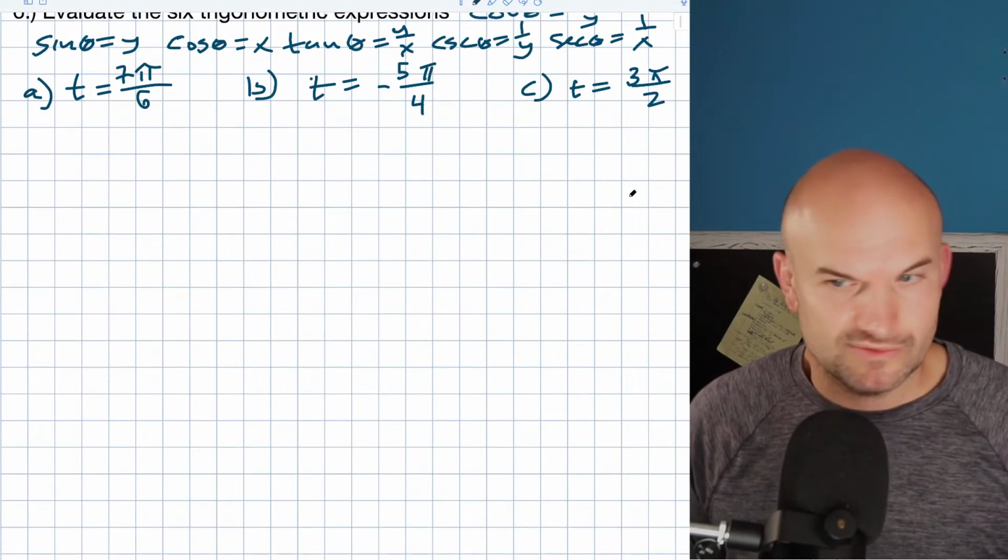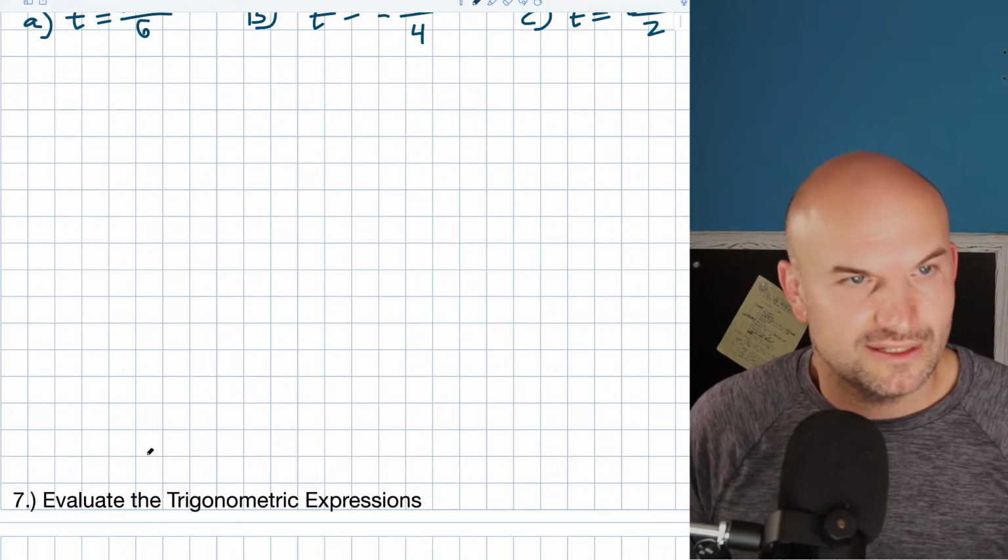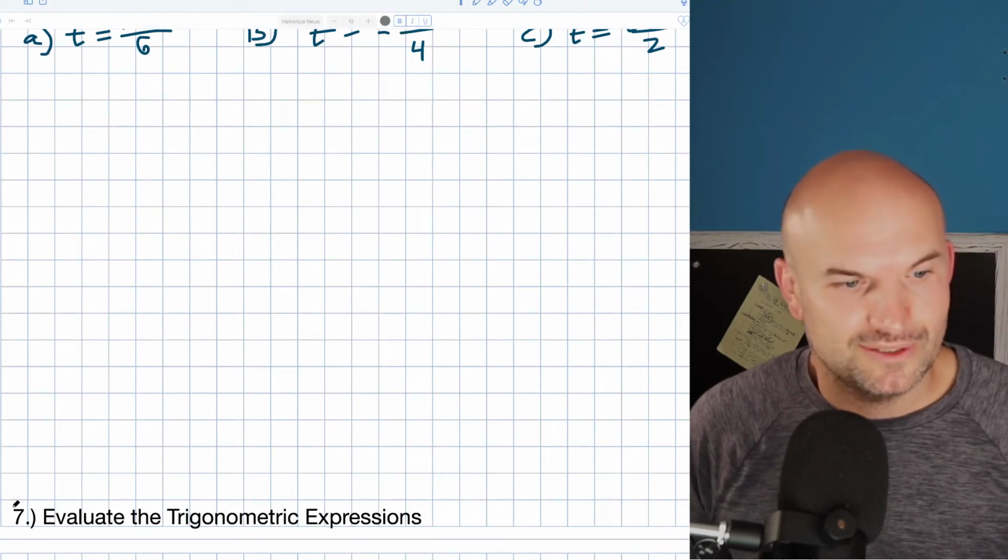Okay, so how much room do we got? We got a lot of room? Okay. Guess we got a decent amount of room here that we'll get into.